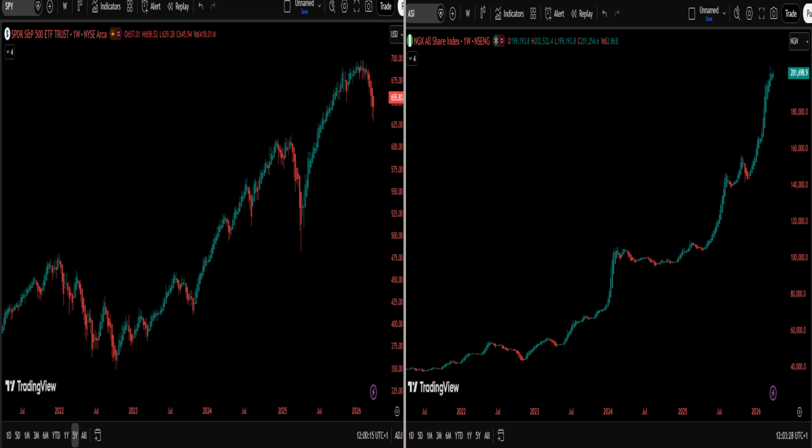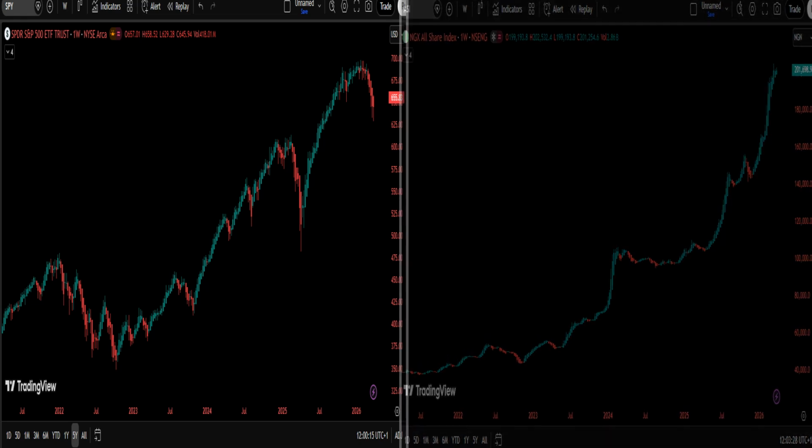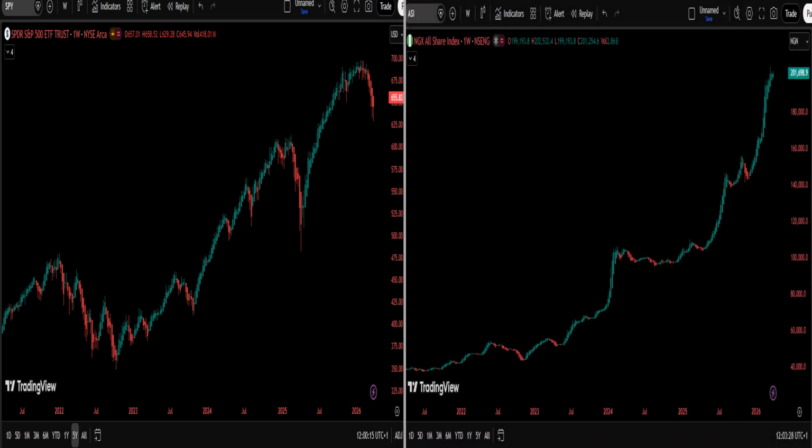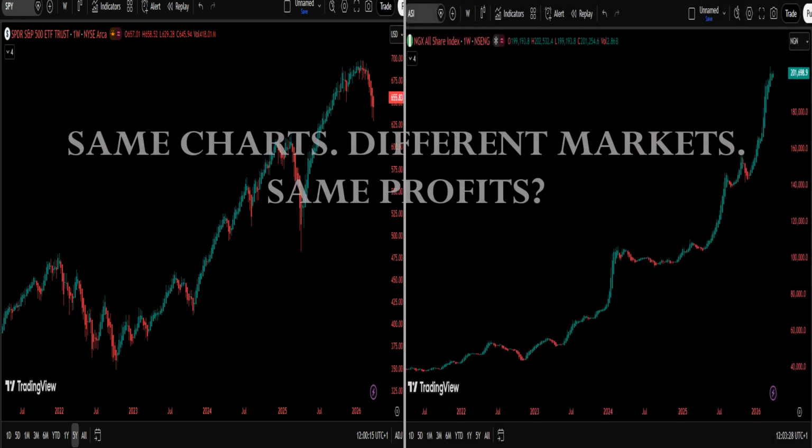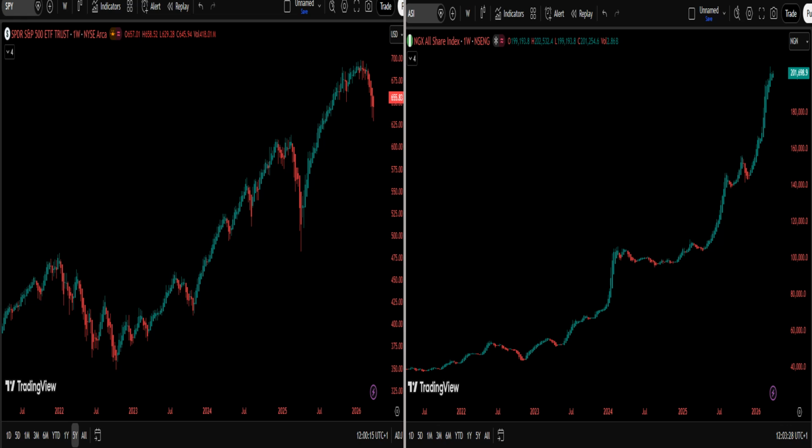Hi guys, did you know that whether you're trading US stocks, crypto, Forex, or even Nigerian stocks on the NGX, the charts all speak the same language? They all follow the exact same principles. But here's the problem. Most traders, especially beginners, don't know how to read that language. And that's why they keep entering trades too late, selling too early, or losing money completely.